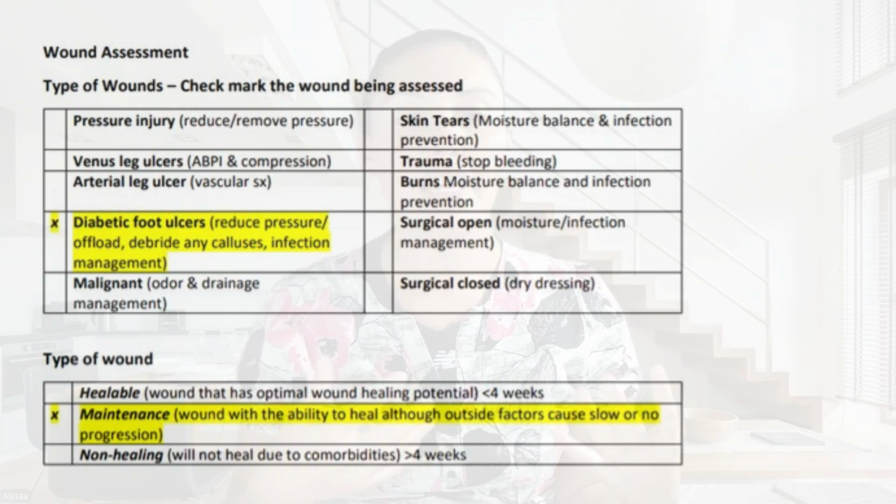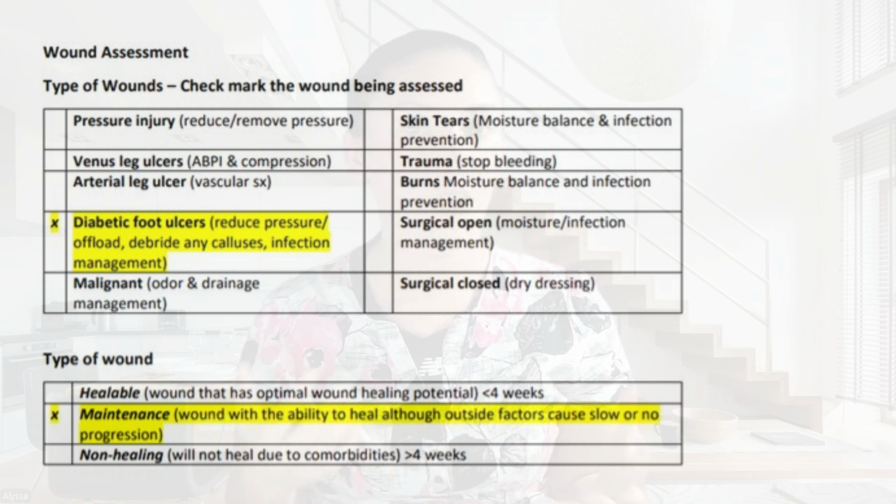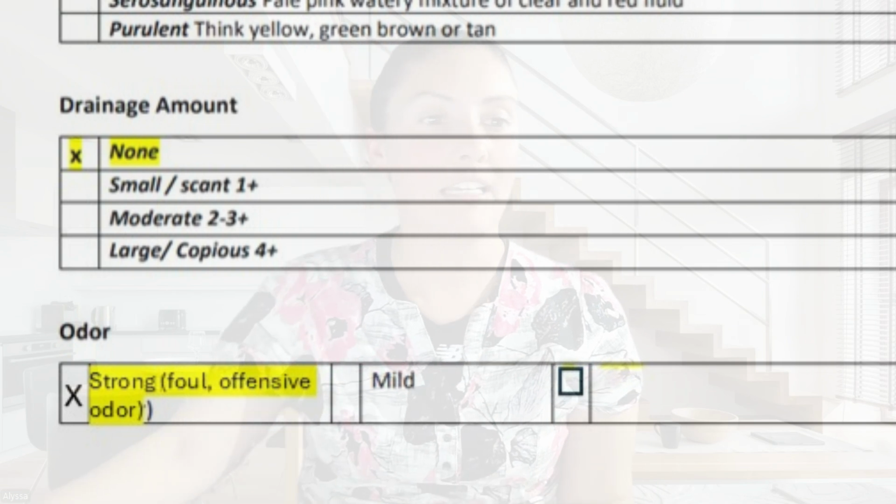The type of wound is a maintenance wound, and the drainage type and drainage amount there is no drainage, but there is a strong foul odor. So that is marked off.